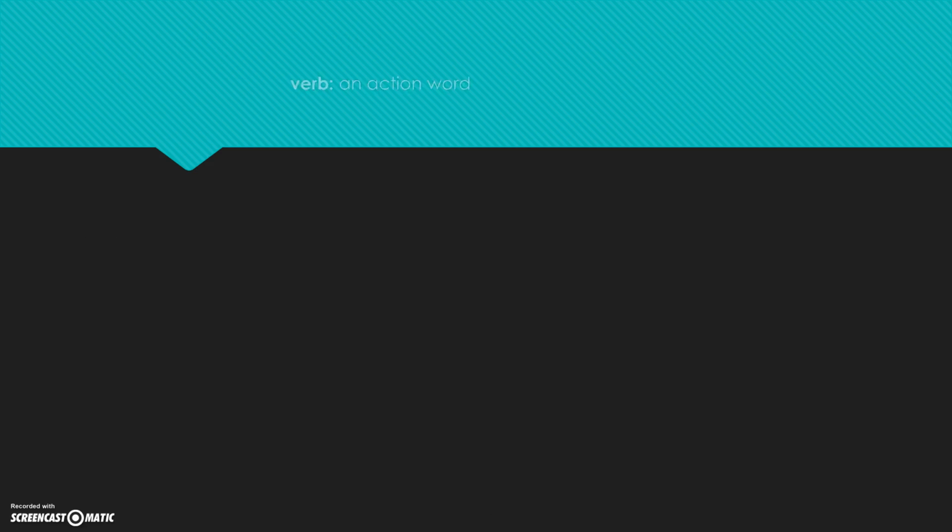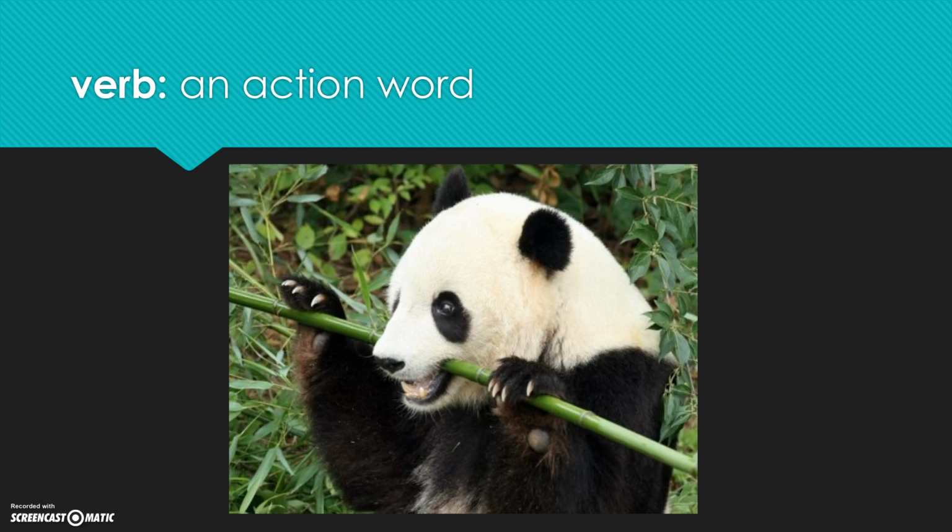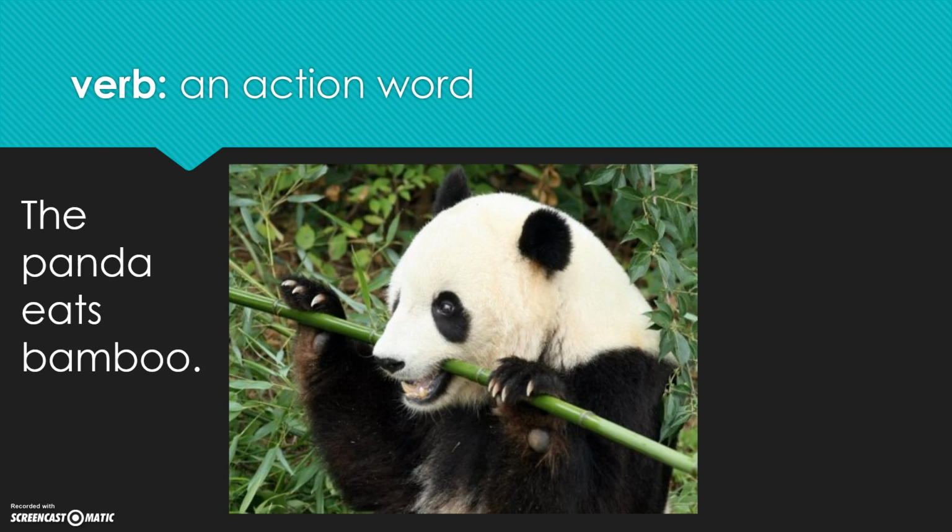The second part of speech that we discussed was verbs, and those are action words. And we see the picture bouncing onto the screen. Bouncing is an example of a verb. But for our sentence that we'll construct here, we have the panda eats bamboo. We've added a second noun with bamboo. And the action word here, of course, is eats, which the panda does quite often.